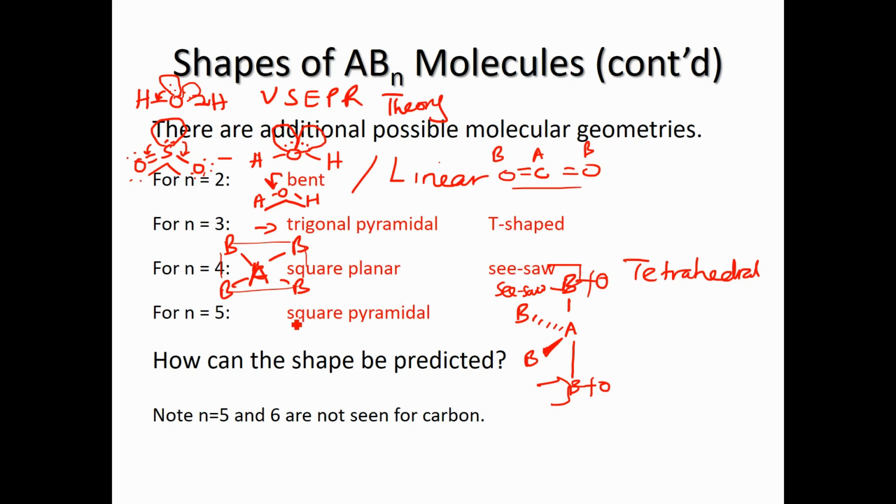I've talked about square. Did I talk about square pyramidal? Let me see, I didn't. So square pyramidal is where you have 5 elements connected to a central one, and one of them is on top. So you get a square pyramidal because the base has 4 B's, and then it's 3D. One of the B's is on top. The 5th B is on top. That's why you get 5. You have 5 B's. Again, this is not common in organic chemistry.